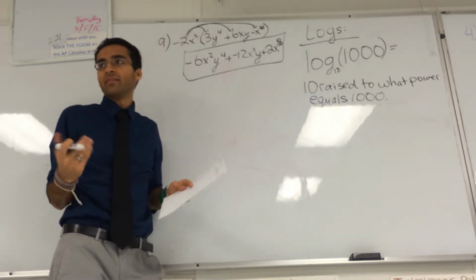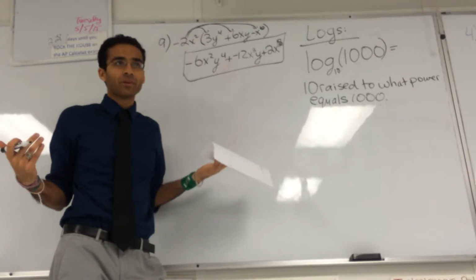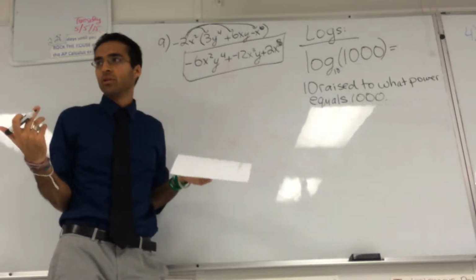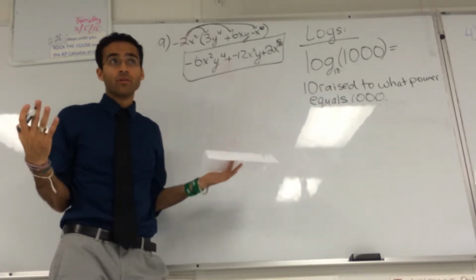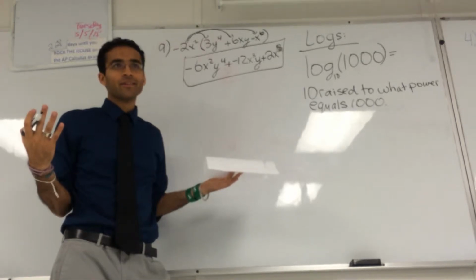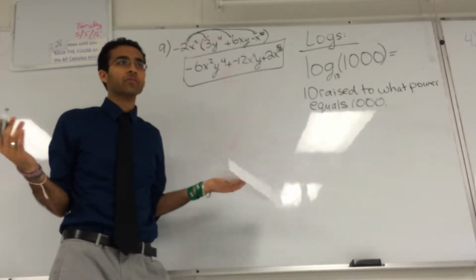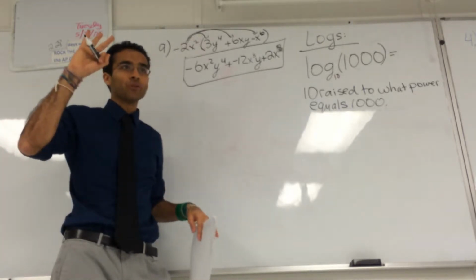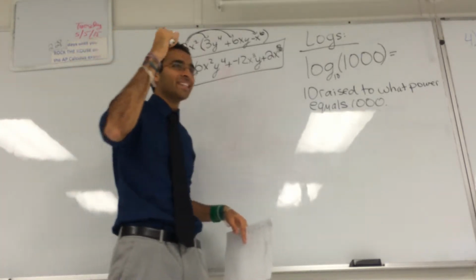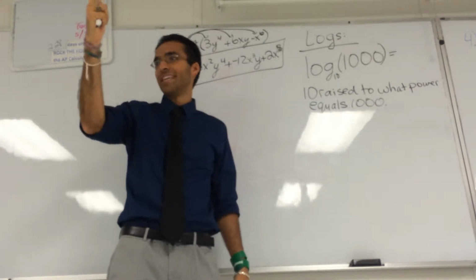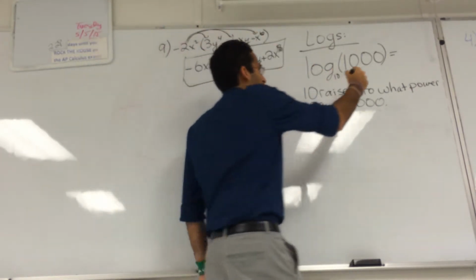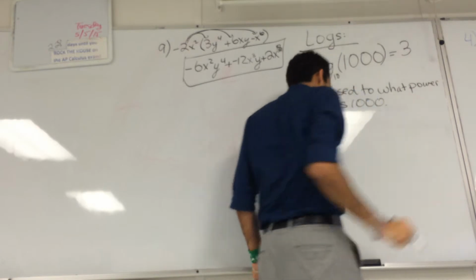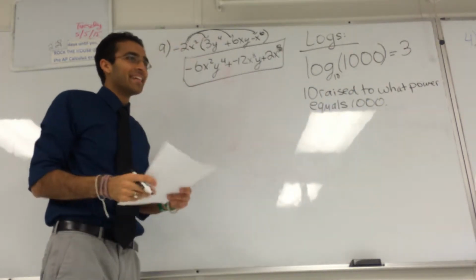So if you have to think about that, 10 raised to what power gives me 1,000? I hope most people are confident enough to say what? 10 raised to what power gives me 1,000? 3. Maybe 10 raised to the third power? Yes. Right? 10 times 10 is 100. 100 times 10 is 1,000. So this would equal 3.